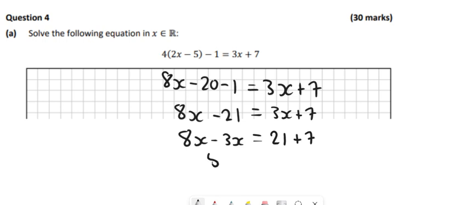8x minus 3x is 5x. 21 plus 7 is 28. Then last step is, because x has been multiplied by 5, I bring the 5 over and divide it into 28. So x is equal to 28 divided by 5.